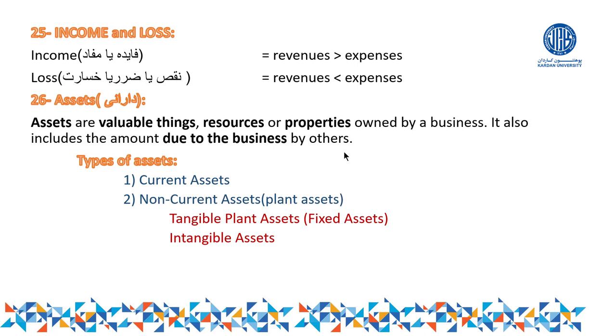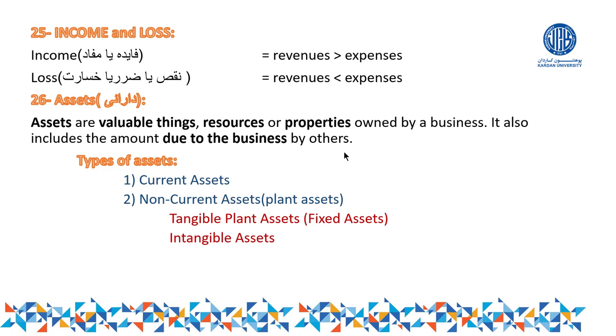If anything is owned by a business and it has a value, what can that be called? An asset. Anything owned by a business that has a value can be called an asset. Not only by a business: anyone who has something that has a value.